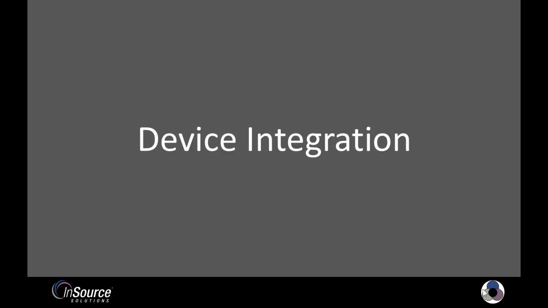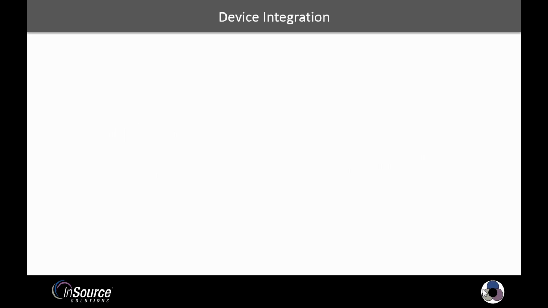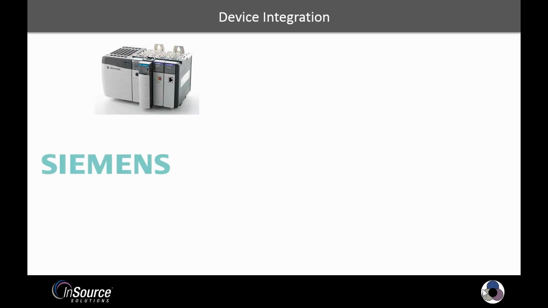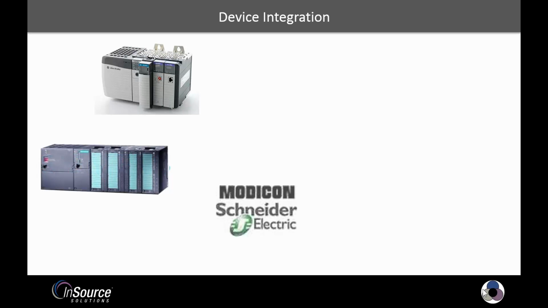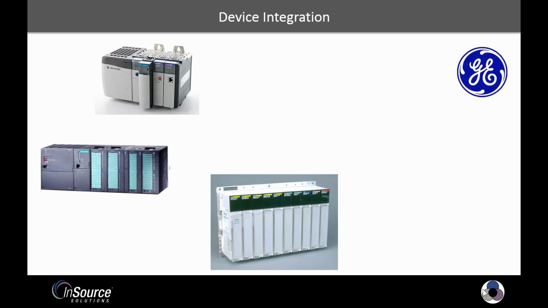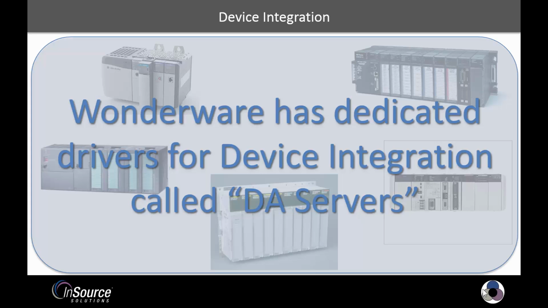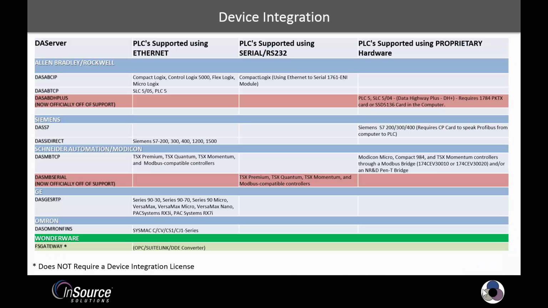To communicate to PLCs or other end devices, we need to have a device integration license in place. A device integration license would allow us to communicate to a variety of PLCs such as Rockwell, Siemens, Modicon, GE, and Omron. These drivers are called DA servers, and Wonderware provides a variety of DA servers. This is a list of current DA servers and many more to come in the next few quarters.